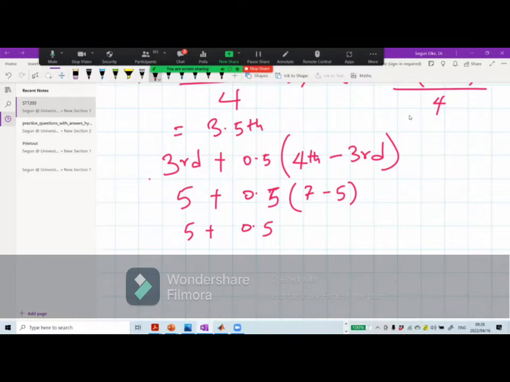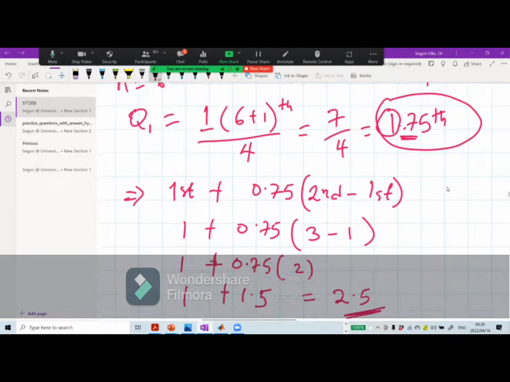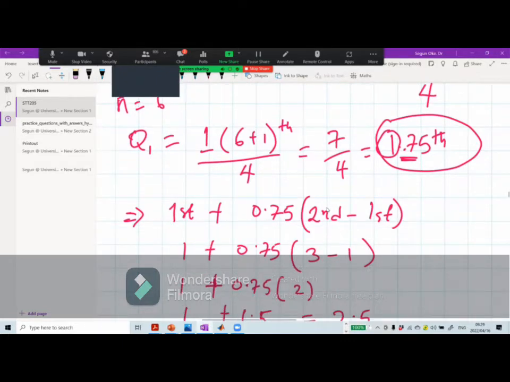The question can be given to you in different ways. That's why your shortcut will not work in this case, so you have to be careful. I've seen it, I'll show you some of the questions, I will put it on the chart and we'll do it together. Given the following data, 1, 3, 5, 7, 10, 12, find the interquartile range. You cannot get the interquartile range without Q1 and Q3. We'll get there. Don't worry.